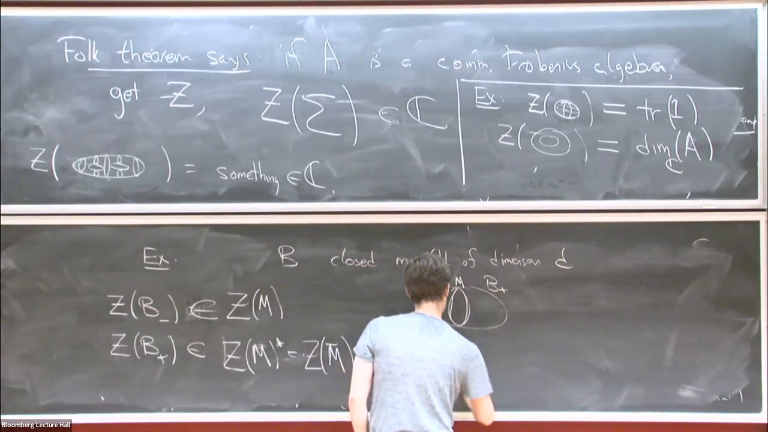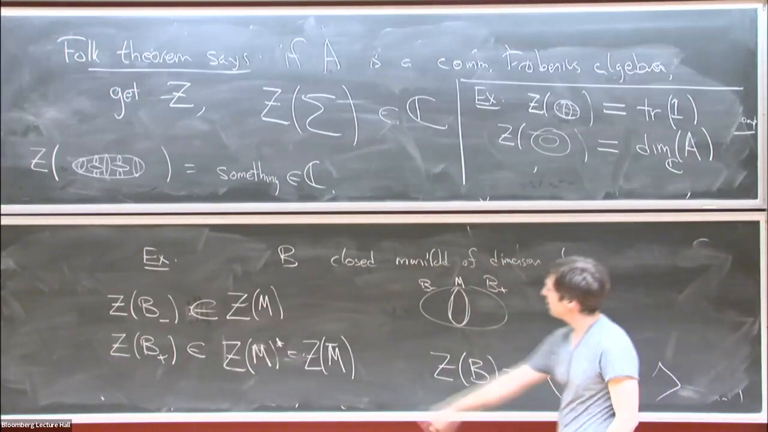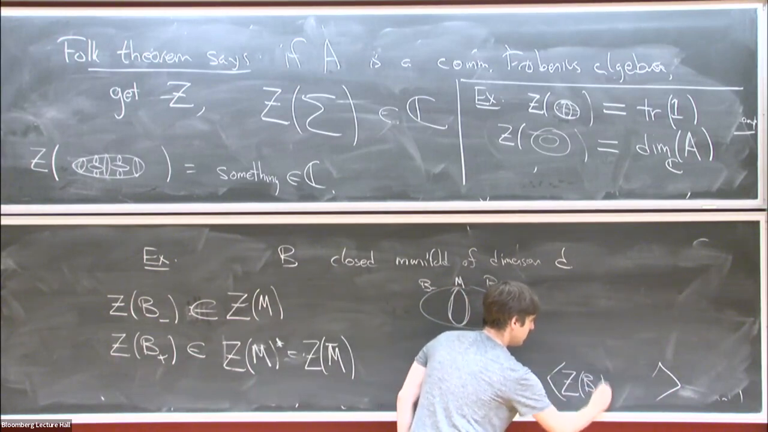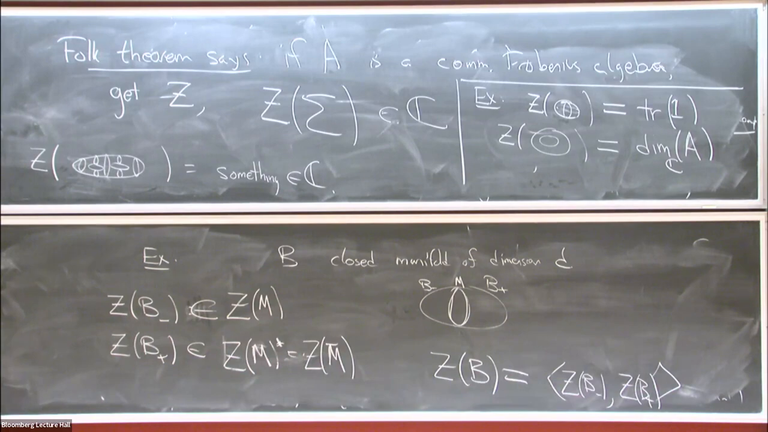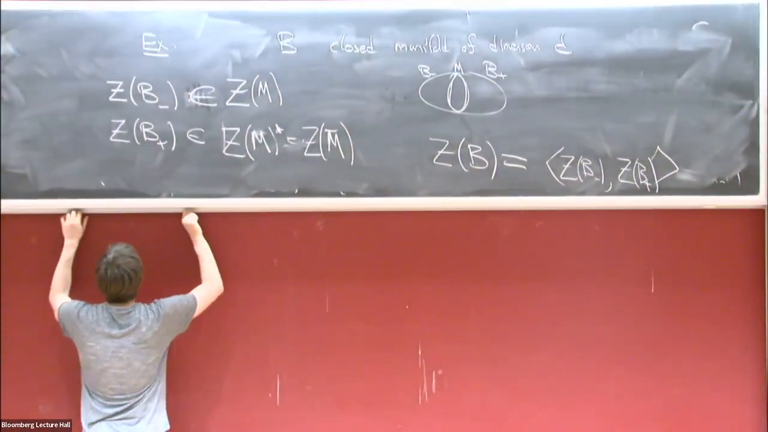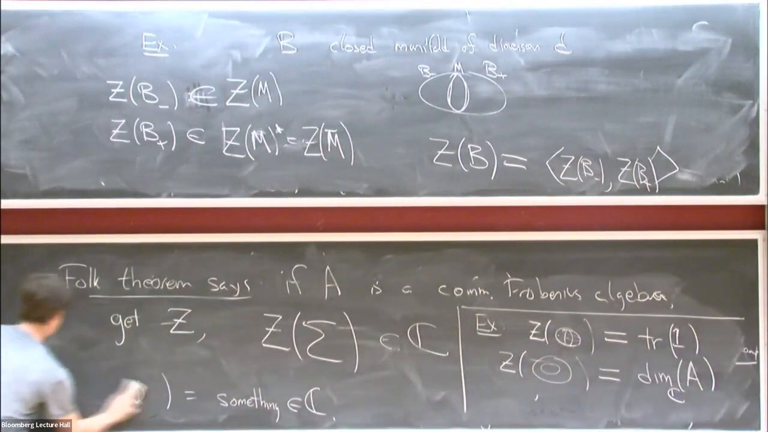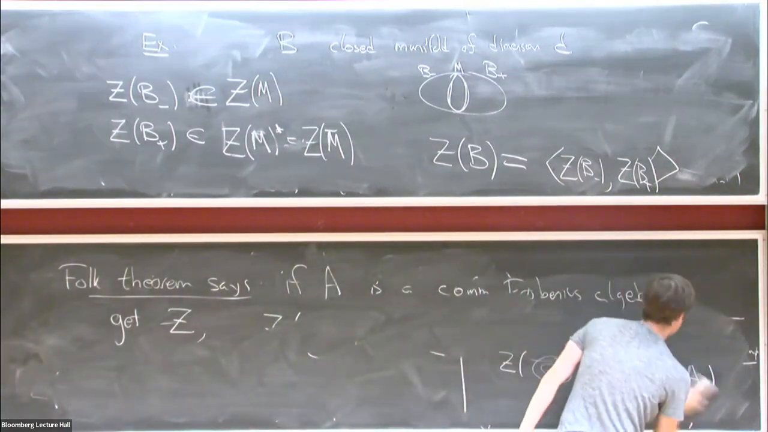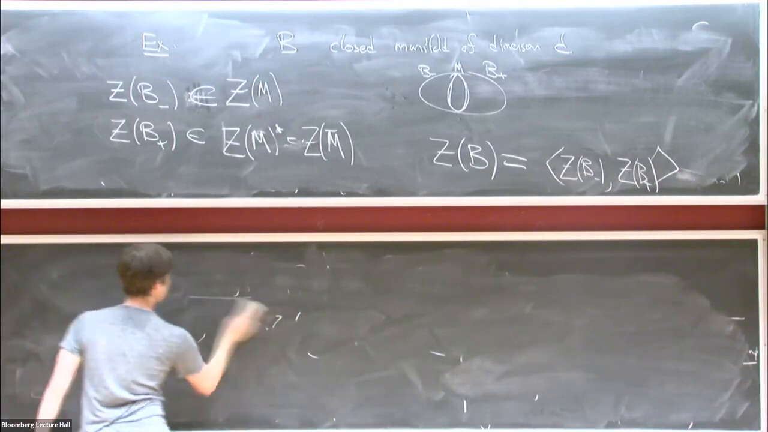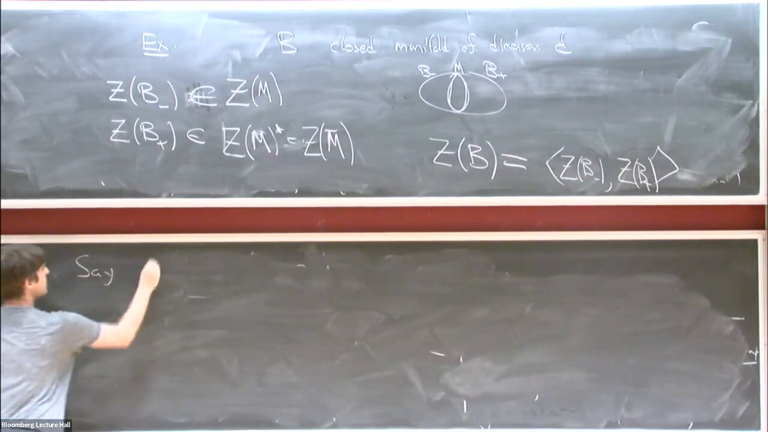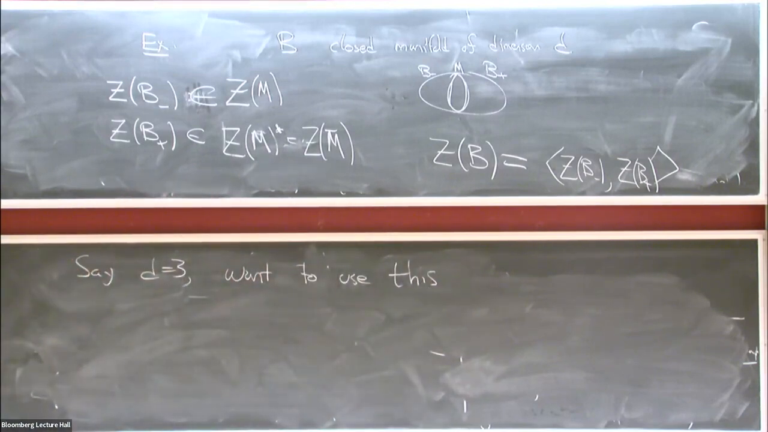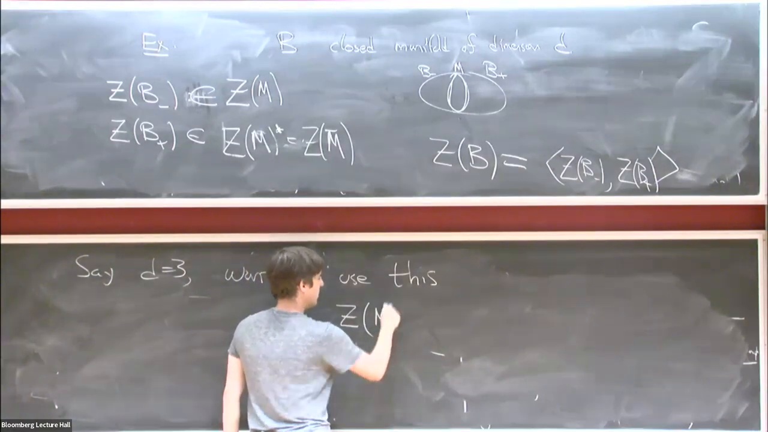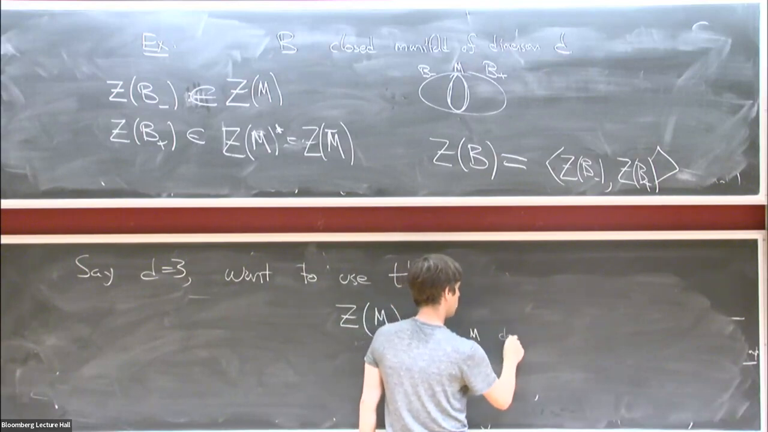And then if you wanted to evaluate Z on the entire manifold B, you would just take this vector Z of B minus, which is in some vector space, and this vector Z of B plus, which is in the dual space, and then pair them together to get a complex number. So now let's suppose for simplicity that D is equal to 3, and that we want to compute what Z does on manifolds of dimension 3 by cutting them along surfaces. Well, the first thing that we need to understand is what Z of M looks like, where M is now a closed manifold of dimension 2.